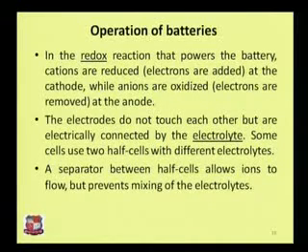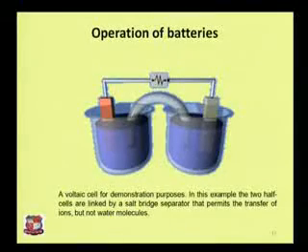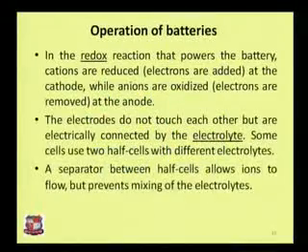A separator, that is, if you see, a salt bridge separator is there, that pipe shape. A separator between half cells allows ions to flow, but it prevents mixing of the electrolytes. So if you have two different electrolytes, it won't allow mixing of those electrolytes.